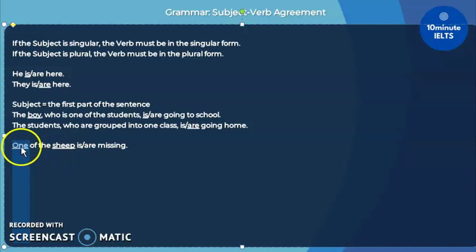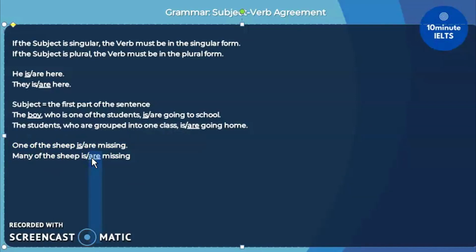Of the sheep, meaning to say one is or are missing. I think one is missing would be the correct answer. But it will now be different if we say many of the sheep is or are missing. Now take note, the subject is still sheep just like a while ago, but the quantifier or amount has changed. Instead of just having one, there are now many sheep missing. And since there are many, the correct linking verb is no longer is, but are.